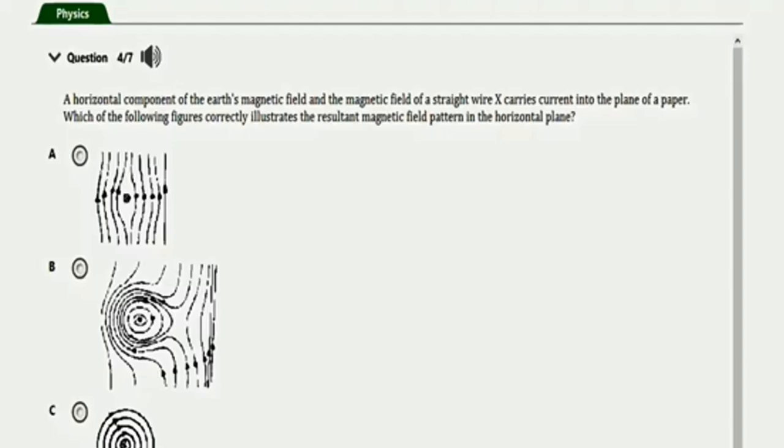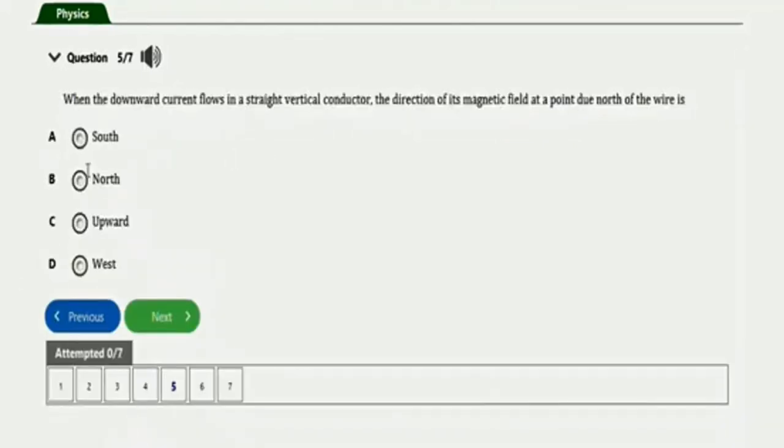The next question will be this one. It says, when the downward current flows in a straight vertical conductor, the direction of its magnetic field at a point due north of the wire is south, north, upward, west. So when you basically find the expression, you are going to arrive at west. I've drafted it out on my worksheet here. So you're going to arrive at west. So the right option is option D.